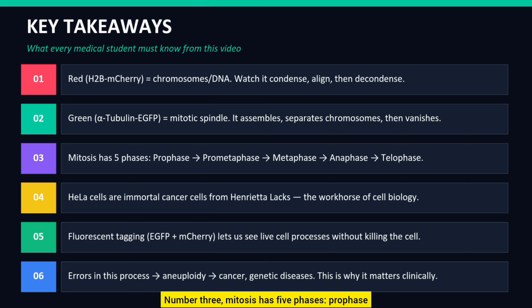Number 3. Mitosis has 5 phases: prophase, prometaphase, metaphase, anaphase, telophase, followed by cytokinesis. Number 4. HeLa cells are immortal cancer cells from Henrietta Lacks. They are the most widely used human cell line in the history of biomedical research. Number 5. Fluorescent protein tagging, EGFP and mCherry, allows us to see living molecular processes in real time, without killing the cell. Number 6. Errors in mitosis lead to aneuploidy, which drives cancer and genetic disease. This is not just biology. This is the foundation of clinical medicine.